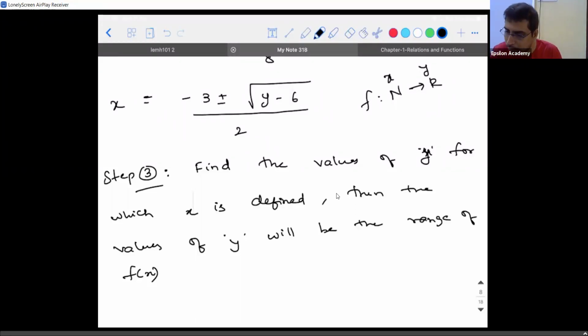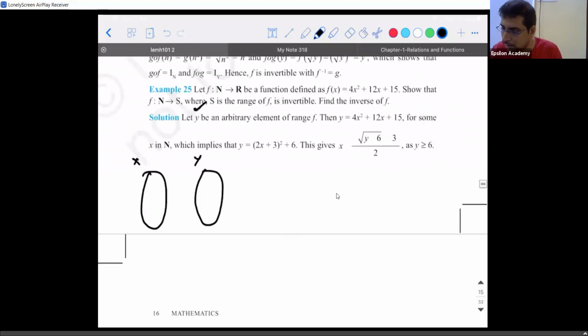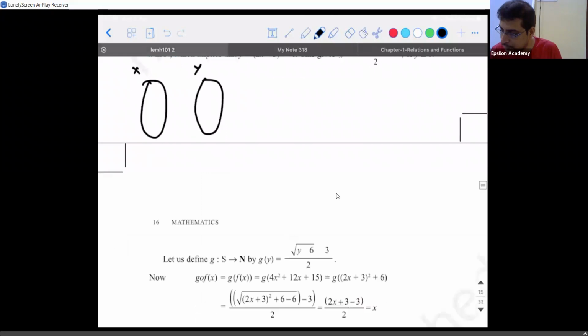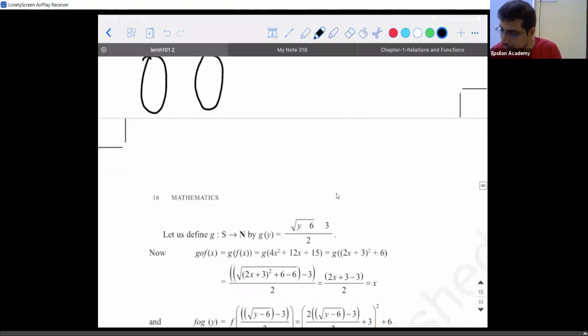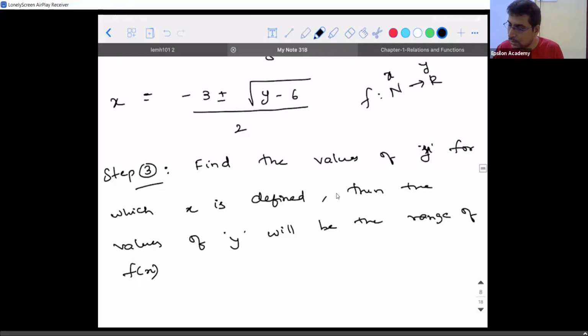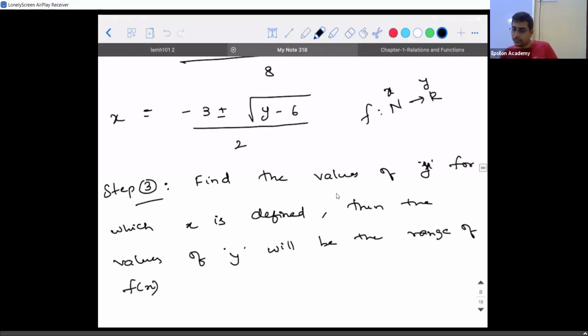N to R only, right? Yes, sir. So first, find out what are all the values of y that you can substitute. What is the least value of y that you can substitute so that x will at least exist? If I substitute the real number as minus 3, it will not exist because square root of a negative value does not exist. We have to substitute from 6. The least number you can substitute is 6.